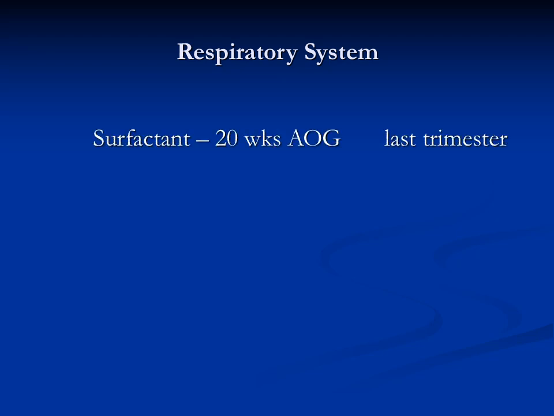For a fetus to survive, there should be adequate amount of surfactant in the lungs. Surfactant is produced at 20 weeks age of gestation until last trimester. This is why the period of viability corresponds to the amount of surfactant in the lungs.